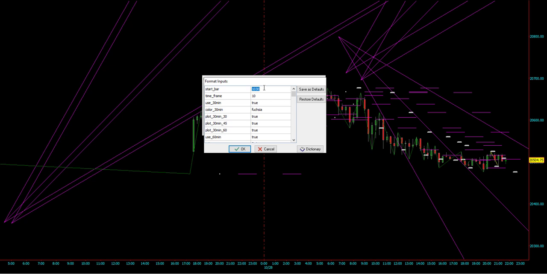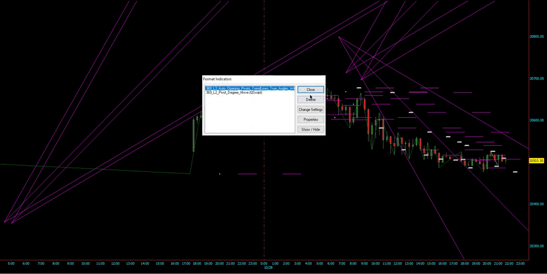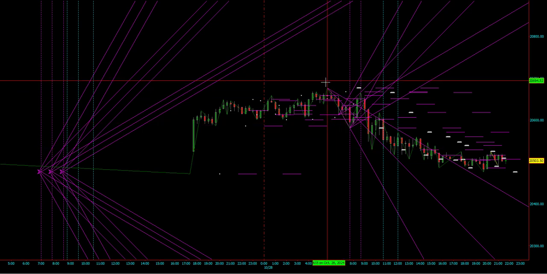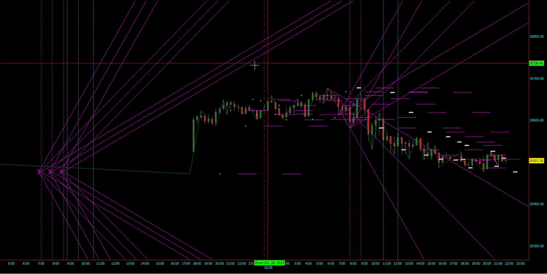So let's try 6:15. So there it is. It got placed at 6:15. Now remember, they will keep on beaming this every day. But at this point, I'm not going to move my chart, because remember, if I move my chart, I have to refresh this overlay, right?